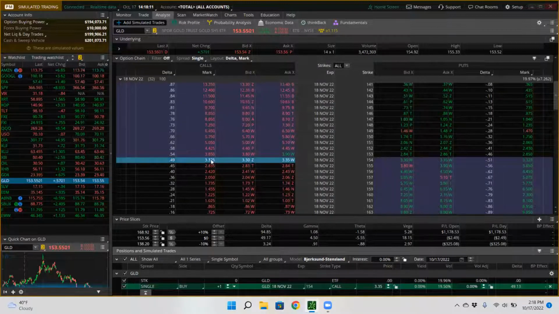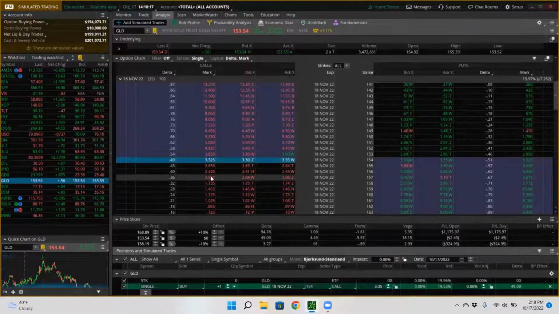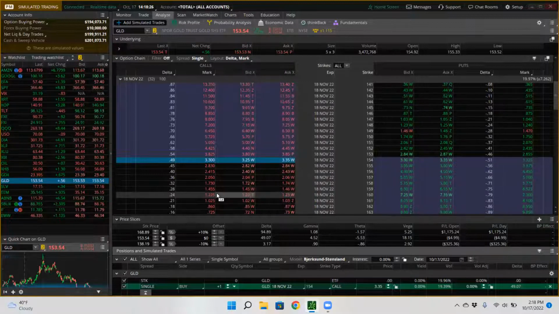As an option seller, we're hoping that if we sell this contract here, it will recede, and then this number will continue to drop and drop. And then when we buy that contract back, that's where we make our profits.